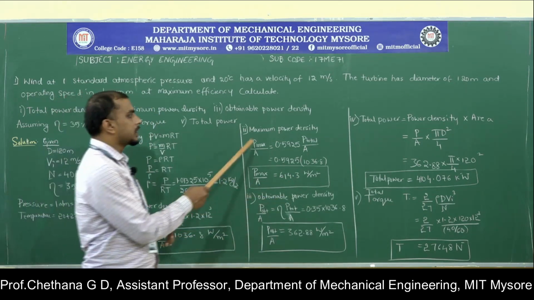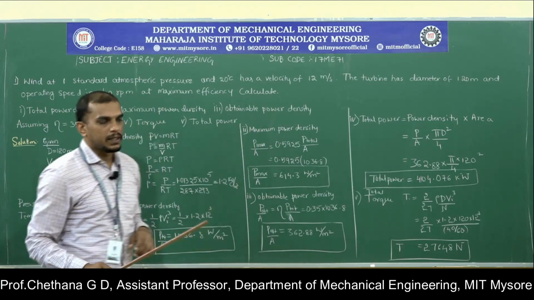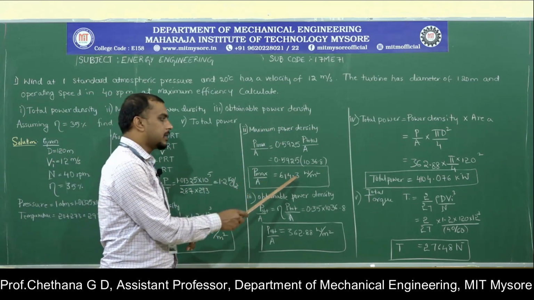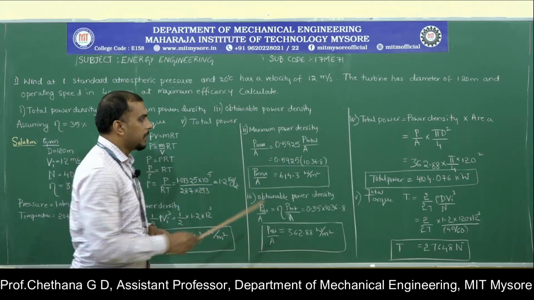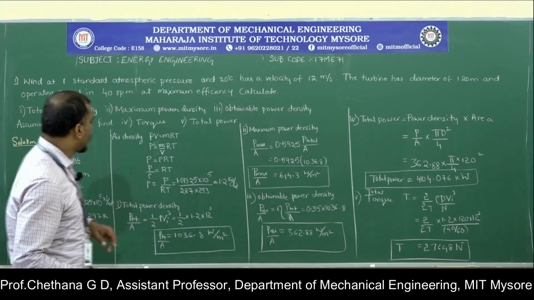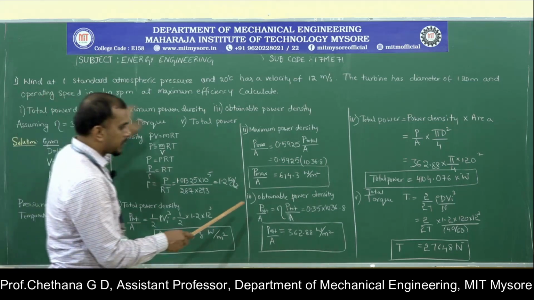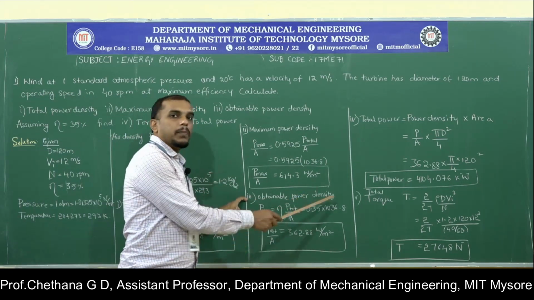But however, he has not asked that. Maximum power density he is asking. So get this value by multiplying the actual power density by 0.5925. So that next, obtainable power density.